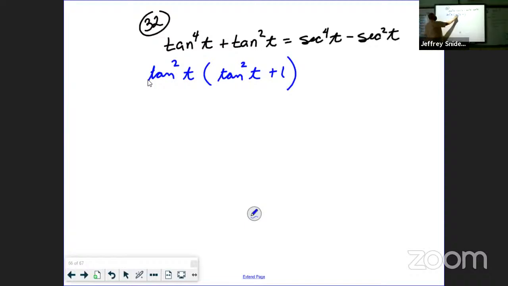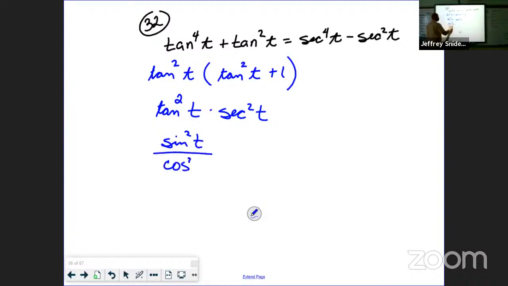This is secant squared of t. So now I have tangent squared t times secant squared of t. Now I'm going to put everything in terms of sine and cosine. So this quotient is sine squared t over cosine squared t times 1 over the cosine squared of t.